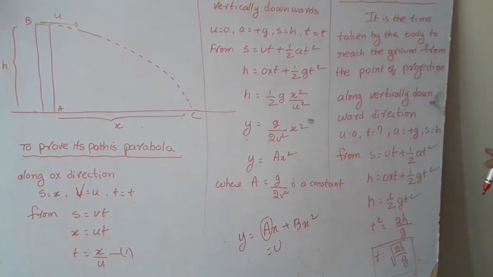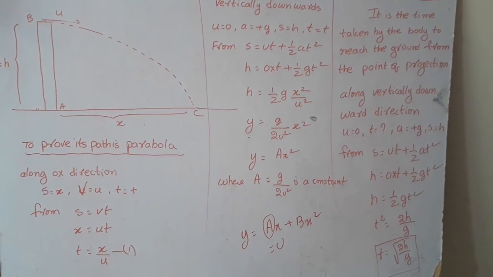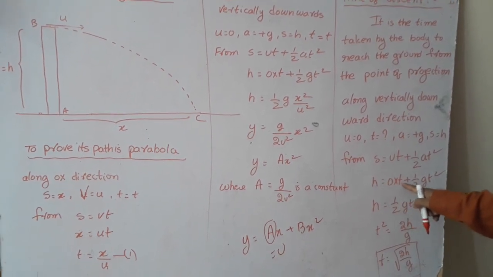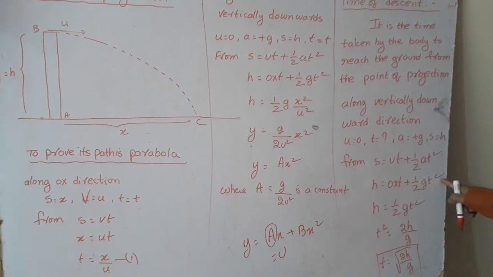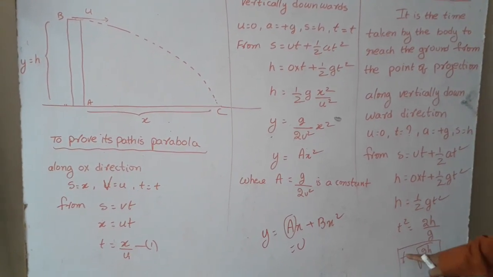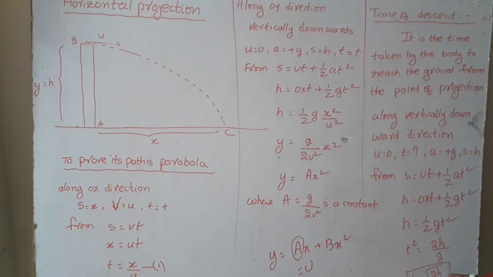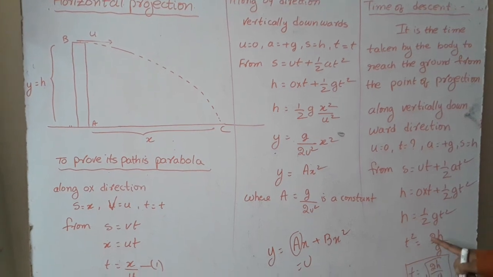Substituting all these values in s is equal to ut plus half at square, h is equal to 0 into t plus half gt square, h is equal to half gt square, finally t is equal to root of 2h by g. This is the formula for time of descent.